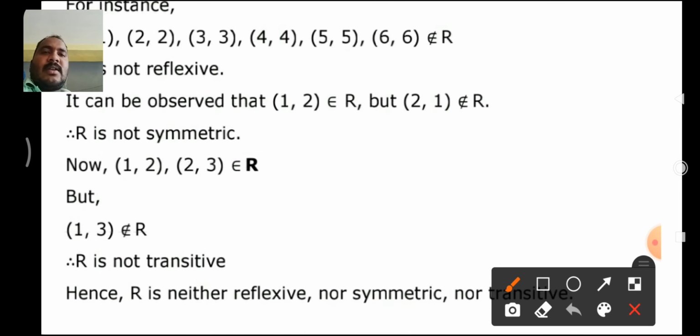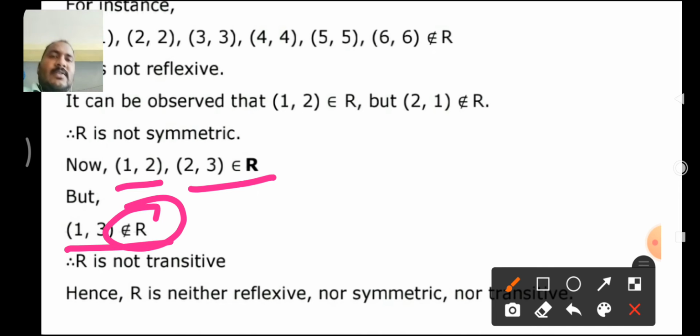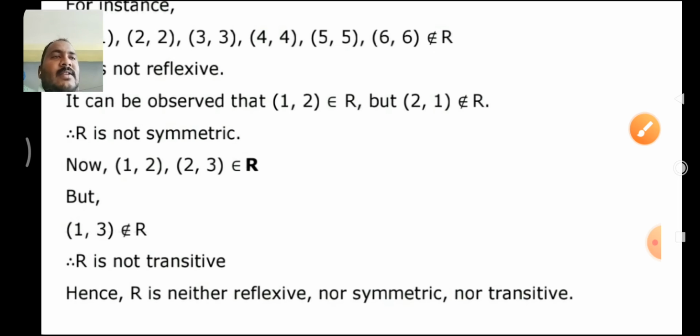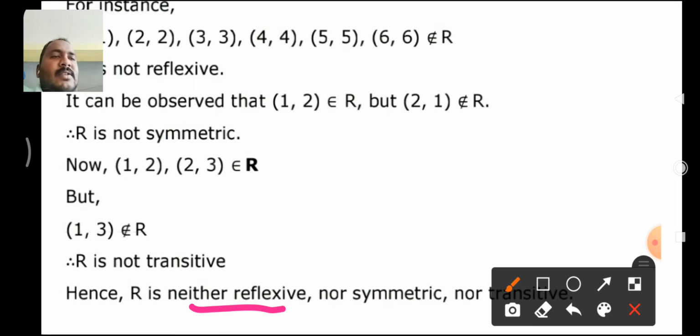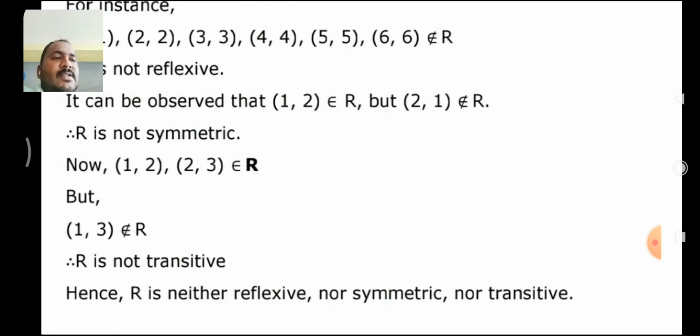Now check transitivity. (1,2) belongs to R, (2,3) belongs to R, but (1,3) does not belong to R. Because of this, R is not transitive. Therefore, we conclude that R is neither reflexive, nor symmetric, nor transitive.